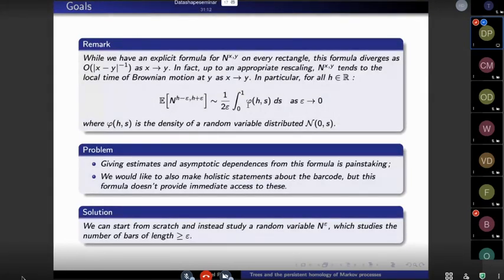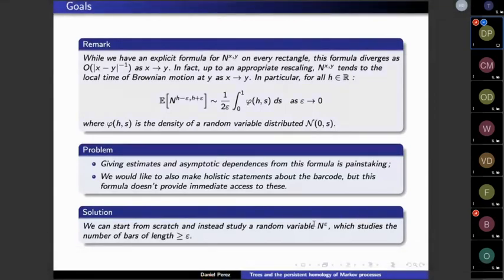Right now, what we know is essentially what the barcode looks like in a rectangle of the persistence diagram, but we don't know that much about what happens overall in the whole diagram. So one of the solutions is that instead we could study the number of bars which have length more than epsilon, say. This random variable we will call n epsilon from now on, and for the rest of this talk, we shall study the properties of this n epsilon.